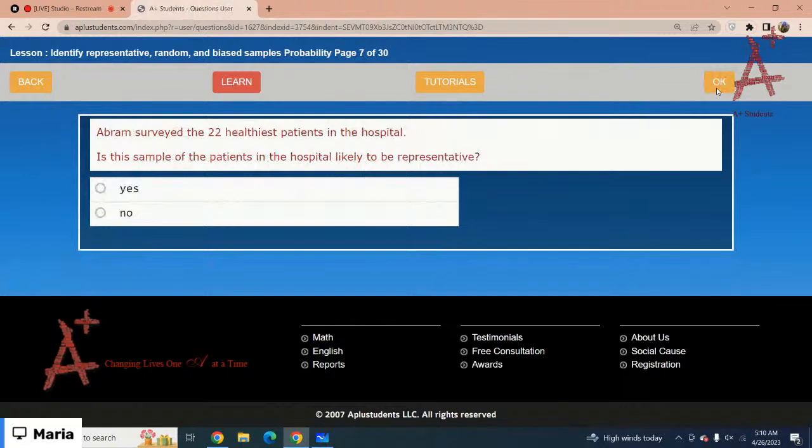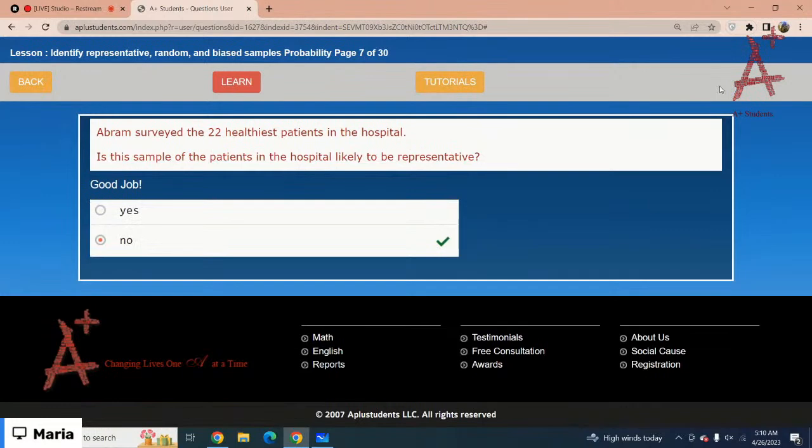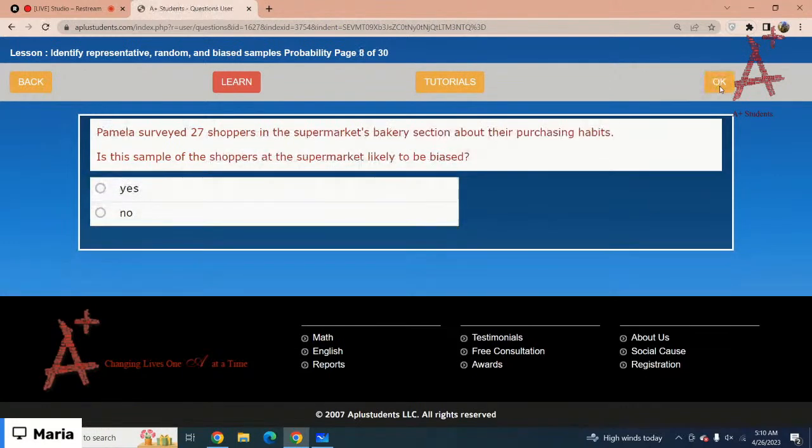Abraham surveyed the 22 healthiest patients in the hospital. Is this sample of the hospital's patients likely to be representative? No, not representative. Got it? Because you selected 22 patients. Maybe the ones you didn't select are not the same as these 22. Got it? Okay, you can complete the test by yourself later today. Let me just move on to the next lesson.